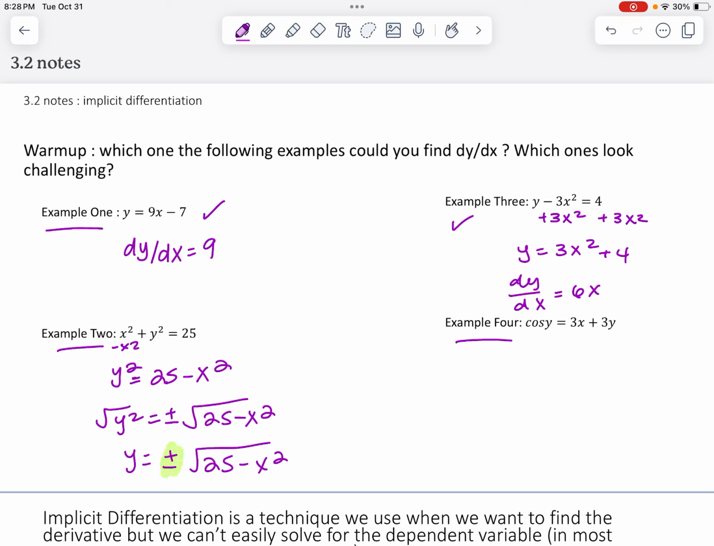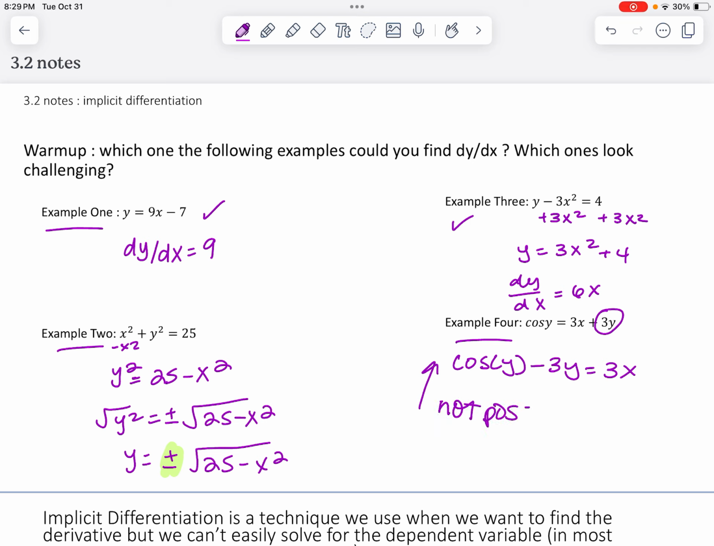And then for this one, okay, my strategy is to get the y's on both sides, so I'd subtract this 3y on both sides, but I just can't get those two y's together. I can't get one y because I cannot separate cosine and y. So this one right here, as it is, it's just not possible for us to find the derivative right now.